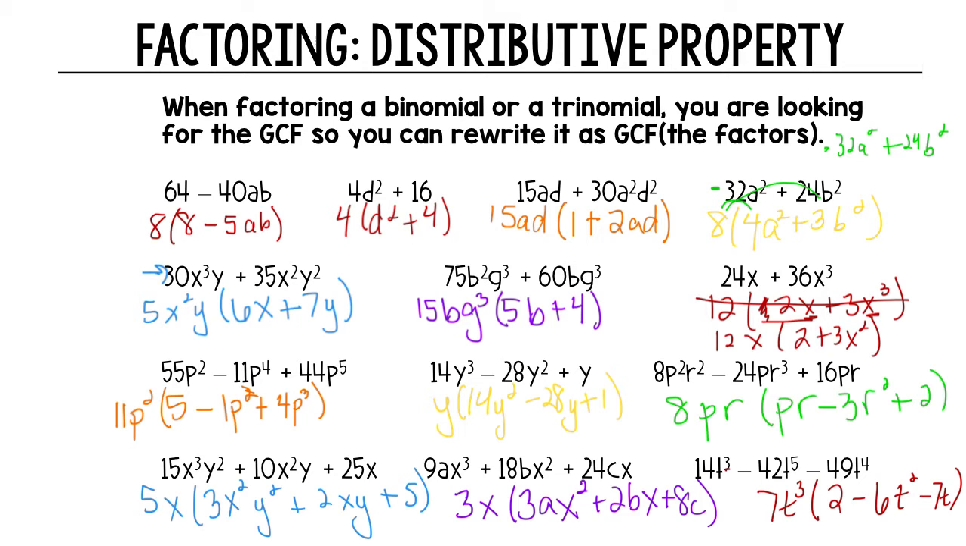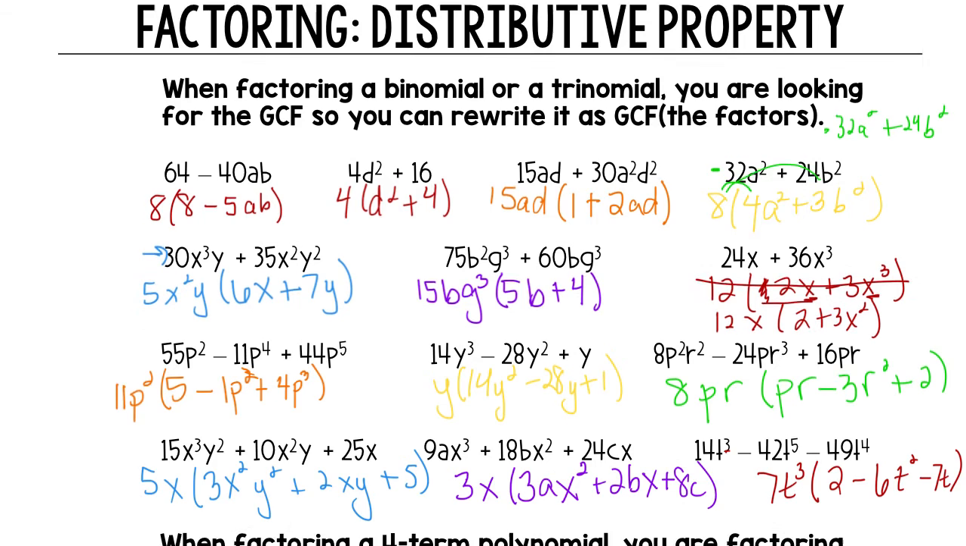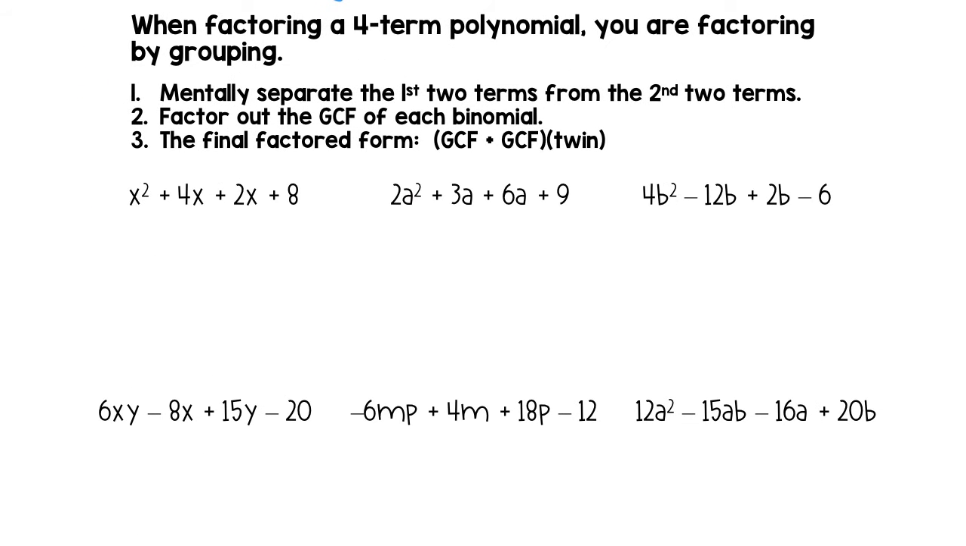Greatest common factor is the name of the game today, using the reverse of the distributive property. Now, I left you some steps here for when you have 4 terms in your polynomial. It says mentally separate the first 2 terms from the second 2 terms. We're not going to do it mentally. We're going to really make parentheses around these guys. I want you to make note here. I included the sign on the 3rd term in my second parentheses. This is important in case it's a negative. And then we factor each greatest common factor separately.